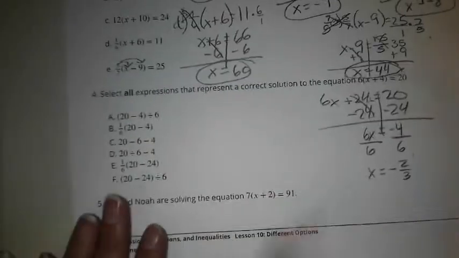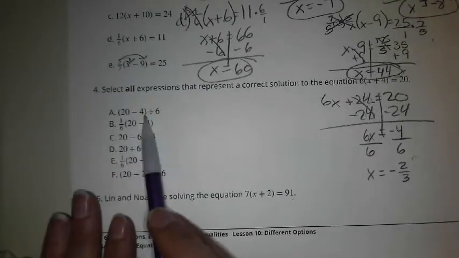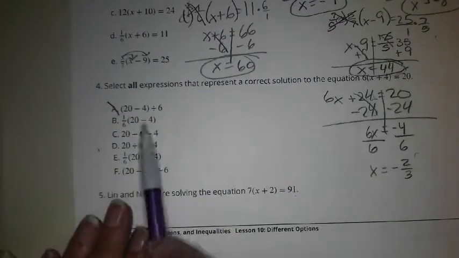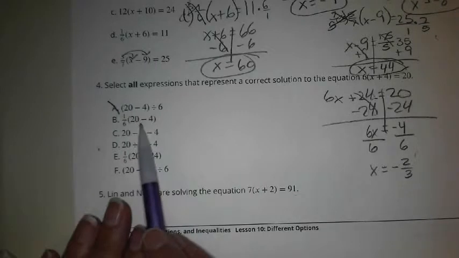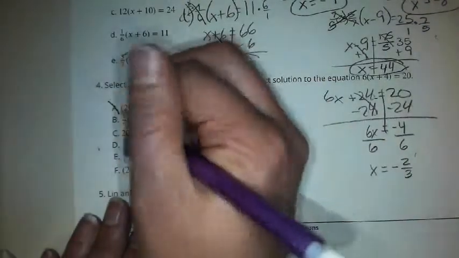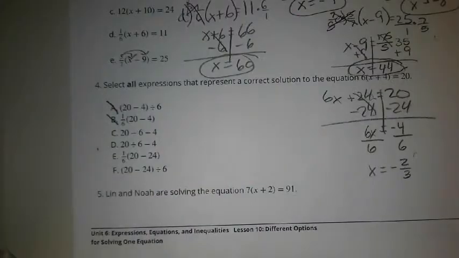So now I'm going to look over here. Did I do 20 minus 4 divided by 6? No, I did 20 minus 24, so that is not right. Did I take a 6 of 20 minus 4? No, I'm not subtracting this 4. I have to use the distributive property first, so that doesn't work.